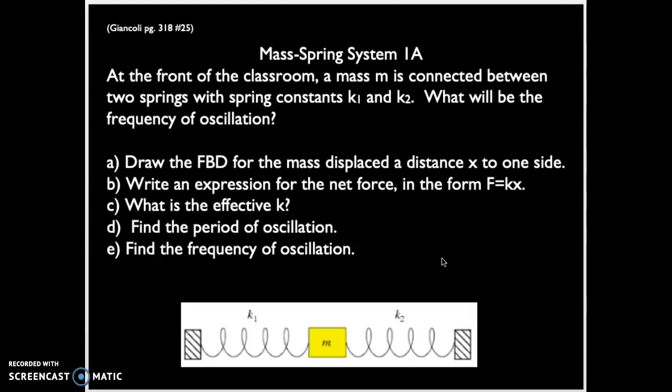And I'm telling you how to do this problem. We'll draw a free body diagram. We'll write an expression for the net force in the form F equals kx. And then we'll find what that effective k is, and we'll use the k to find the period and the frequency.